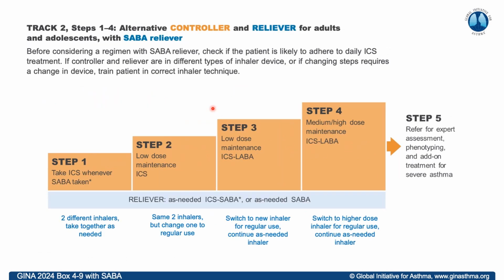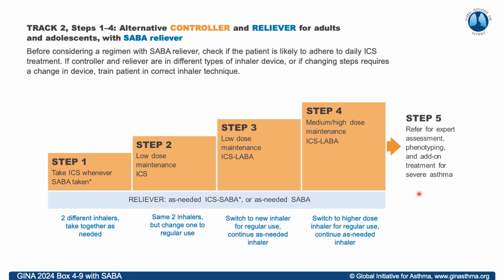This is the other, track 2, which is the alternative if you don't have the preferred one. For step 1, you take ICS whenever you take SABA. Step 2, you use low-dose maintenance ICS. Step 3, use low-dose maintenance ICS-LABA. And then step 4, use medium to high-dose maintenance ICS-LABA.